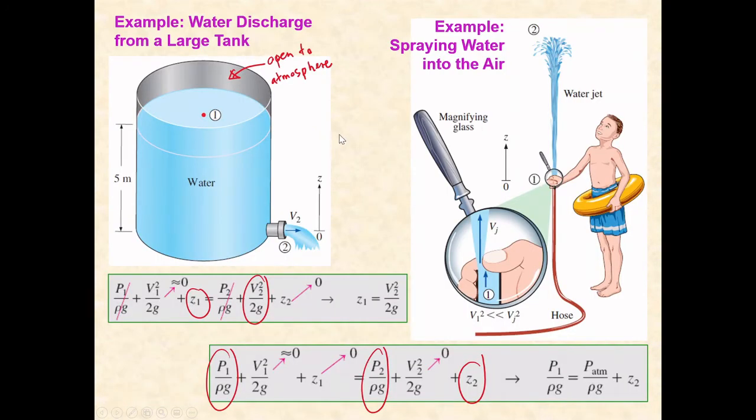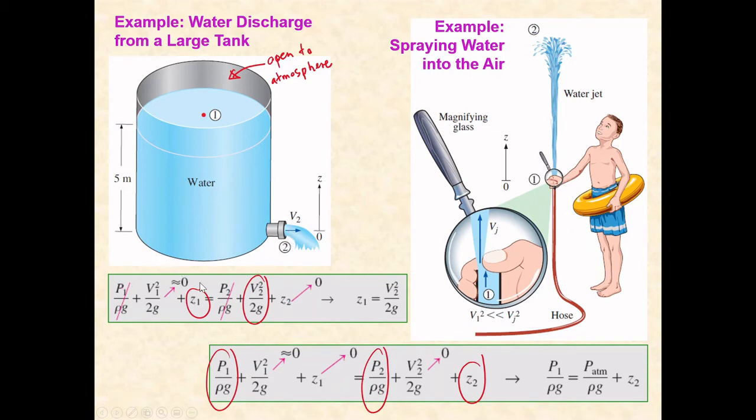So here we have two examples using Bernoulli equation. We look at the first example, water discharge from a large tank. What happened is that we can compare point 1 with point 2. Point 1 is at the top of the water in the reservoir, and point 2 is the exit of water through the side bottom of the tank.